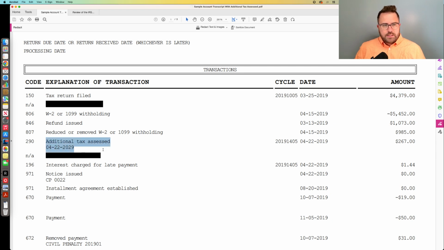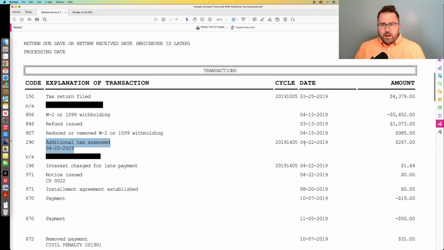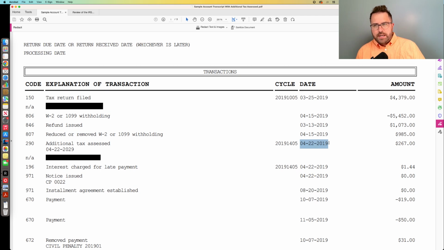See that additional tax assessed on April 22nd, 2019. Okay. And then you see this date underneath that additional tax assessed, April 22nd, 2029, which is 10 years after April 22nd, 2019, right? So that's telling you that at least initially, the CSED for this additional tax assessment of $267 is April 22nd, 2029.